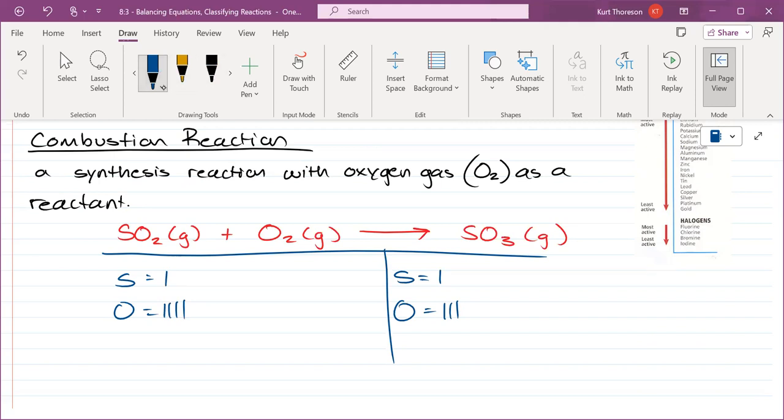I'm going to try and put a 2 right there, and maybe it does something, maybe it doesn't. So that gives me 2 sulfurs, and that gives me 6 oxygens on that side. I think this is going to work. Because 2 times 2 is 4, plus these 2 is 6. 2 times 1 of the sulfurs is 2. Now, for the sulfur trioxide, if I put a 2 in front of this, it's going to give me 2 sulfur atoms. And then 2 times 3 is going to be 6. There we go. It's all balanced.